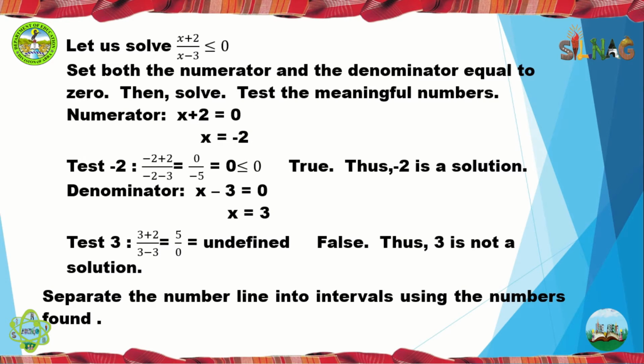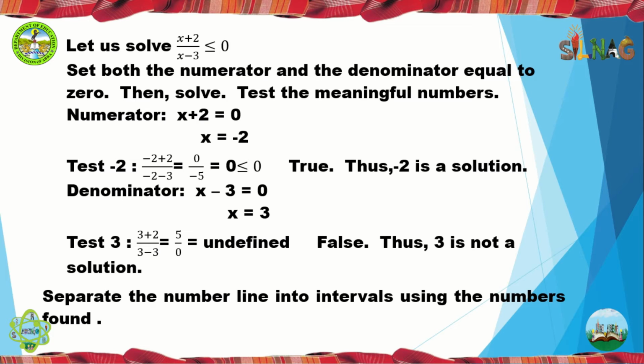Let us have our example number 2. Let us solve x plus 2 over x minus 3 is less than or equal to 0. We set both the numerator and the denominator equal to 0, then solve, and test the meaningful numbers. For the numerator, we equate it to 0. So if x plus 2 is 0, then x is equal to negative 2.